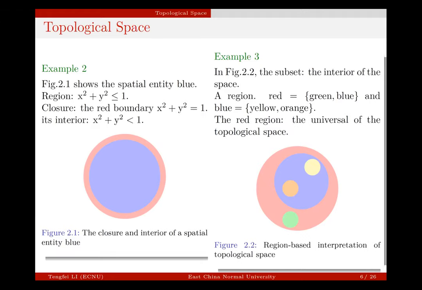On the left, we define the subset. A subset is based on the topological space. So the reading is made out of the green and the blue. You can see the points, or generally the spatial terms. The blue reading is made out of the yellow and the original spatial terms, and the red is the universe of the space. That means all the spatial terms belong to the right reading.